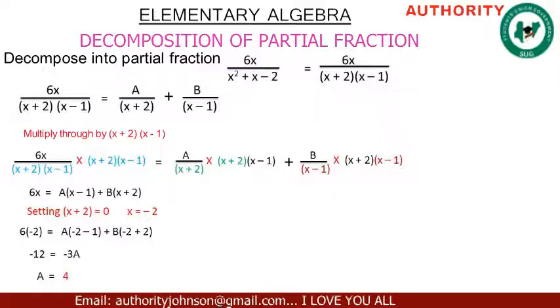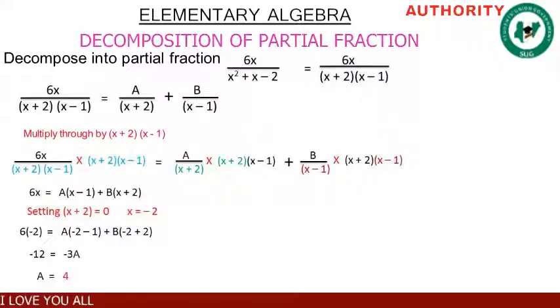When you say -3A divided by -3, it's going to give you A. And then -12 divided by -3 is going to give you 4. All right, so we have A equal to 4.